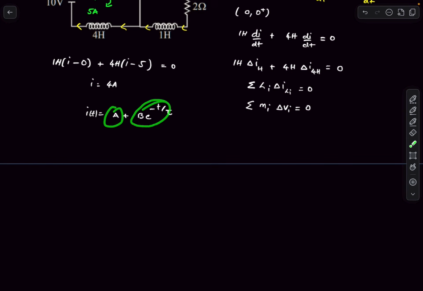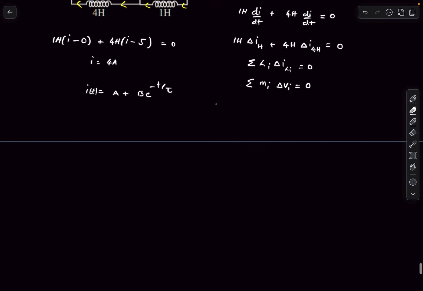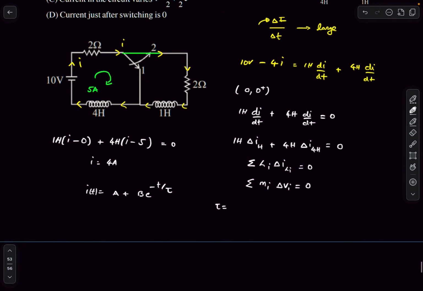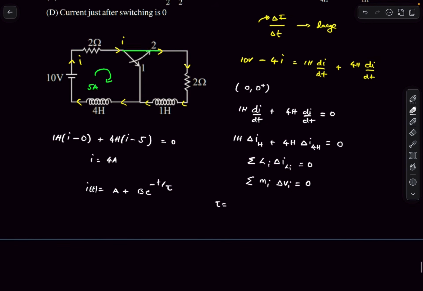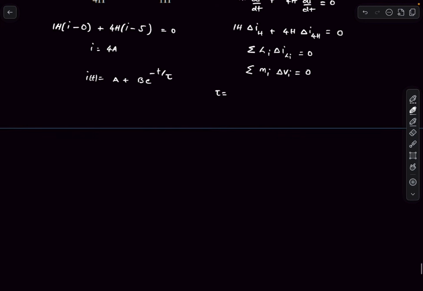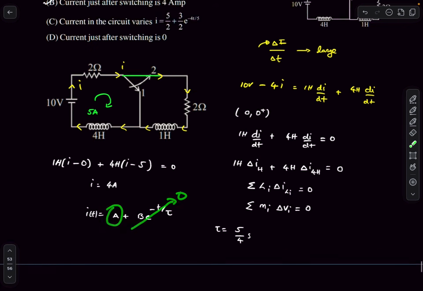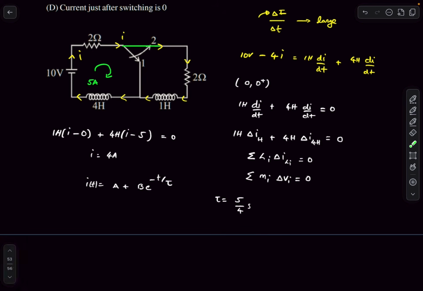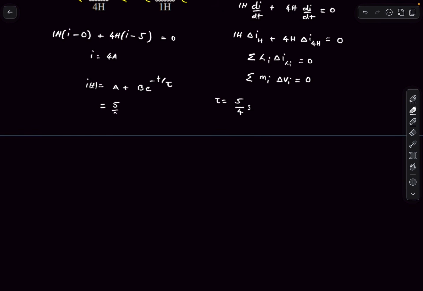So it will be some a plus b e to the power minus t by tau, and tau is just L by R. We have two inductors in series, which is 5 Henry, and two resistances in series, which is 4 ohm. So tau is just L equivalent by R equivalent, so 5 by 4 seconds. And if you put t tending to infinity here, this term vanishes and you'll have A. So A is the current in the circuit at infinite time. That is just 10 volt divided by 4 ohms, which is 5 by 2. So A is just 5 by 2 amperes.